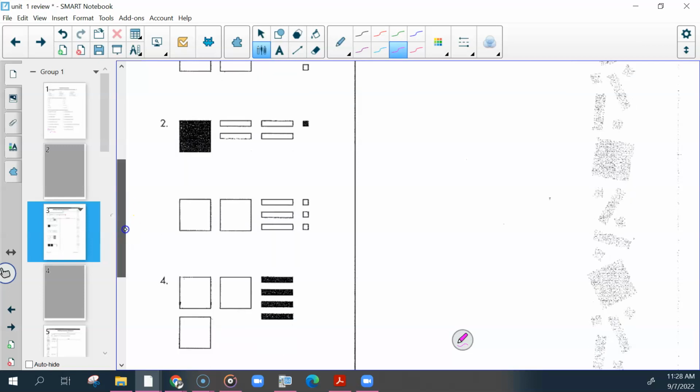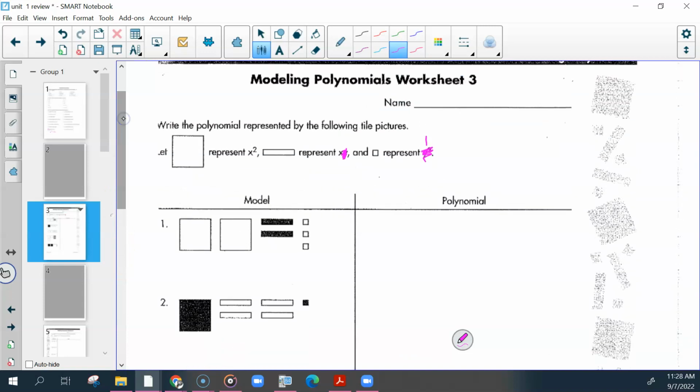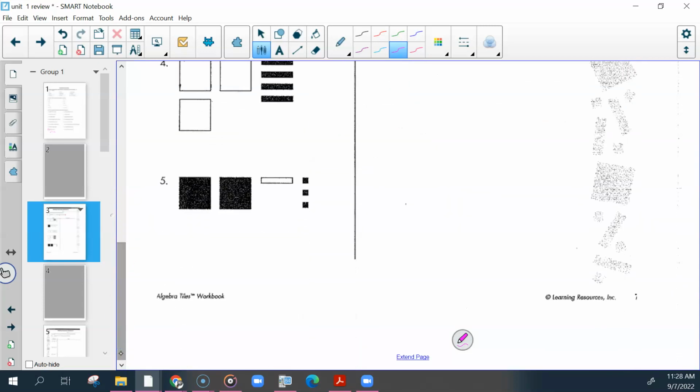Number 5. Okay. So if we're using the ones I just changed to 2x squared, x, and 1, we have 2x squareds, but they're shaded, so that would be negative 2x squared. We have one x term that is not shaded, so that would be a positive, so plus x. And then 3 ones that are shaded, so that would be a negative 3.